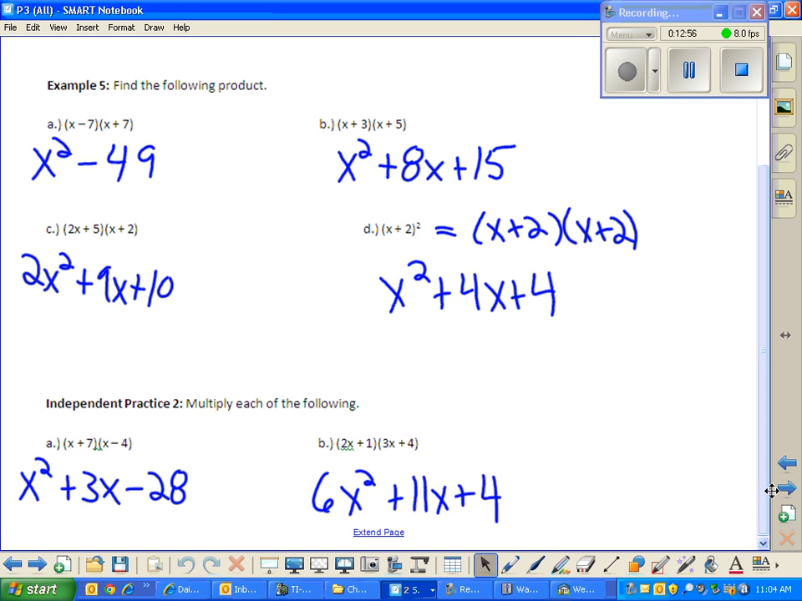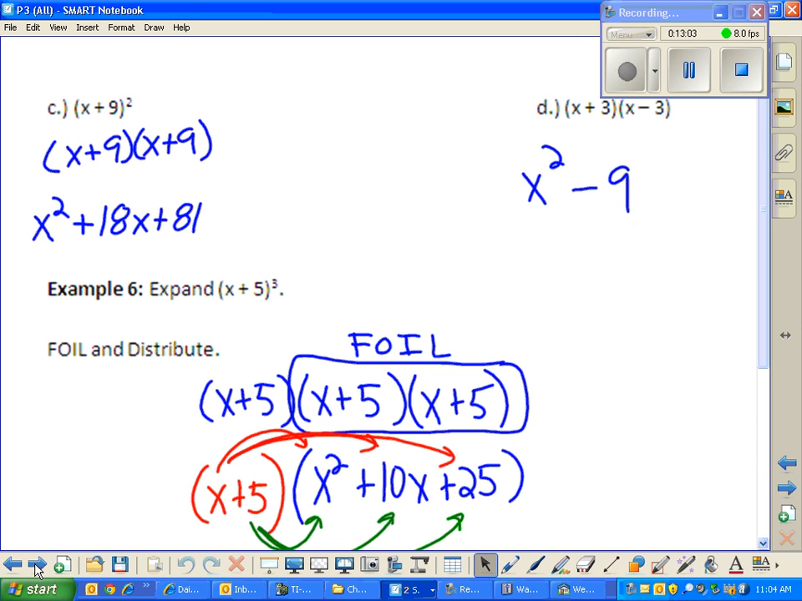Okay, did anybody miss any of those FOIL problems? A and B, C and D. They look pretty good as I was also looking at the homework. We're good? Nobody wrote x squared plus 81 for part C? Oh, that would be the wrong one.